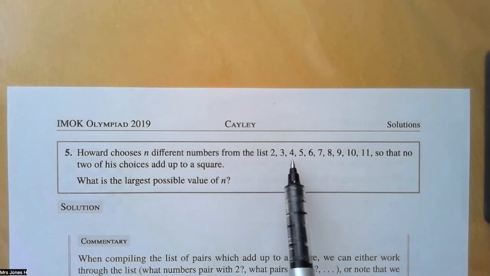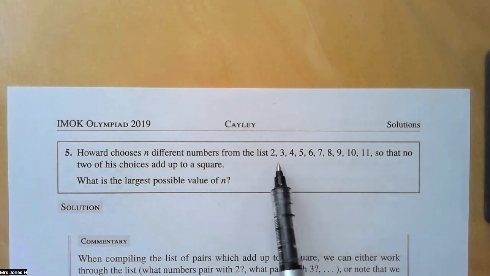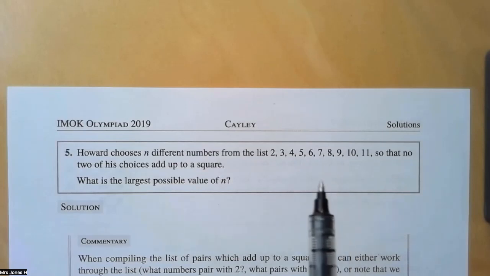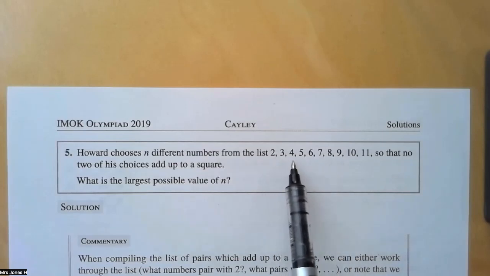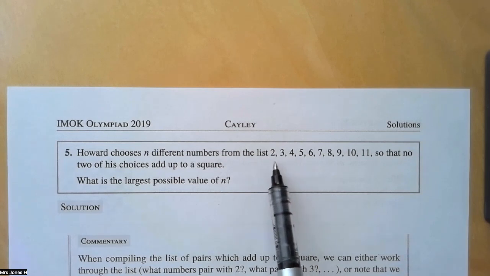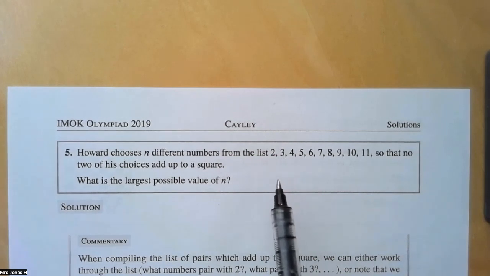So what's the largest possible number of numbers you can choose from this list so that you don't have any square numbers within that list? So can you take 2, 3, and 4, and then there's no square number in there? In fact, you can, because you add those up, you don't get a square number there. Let's see where we get to.